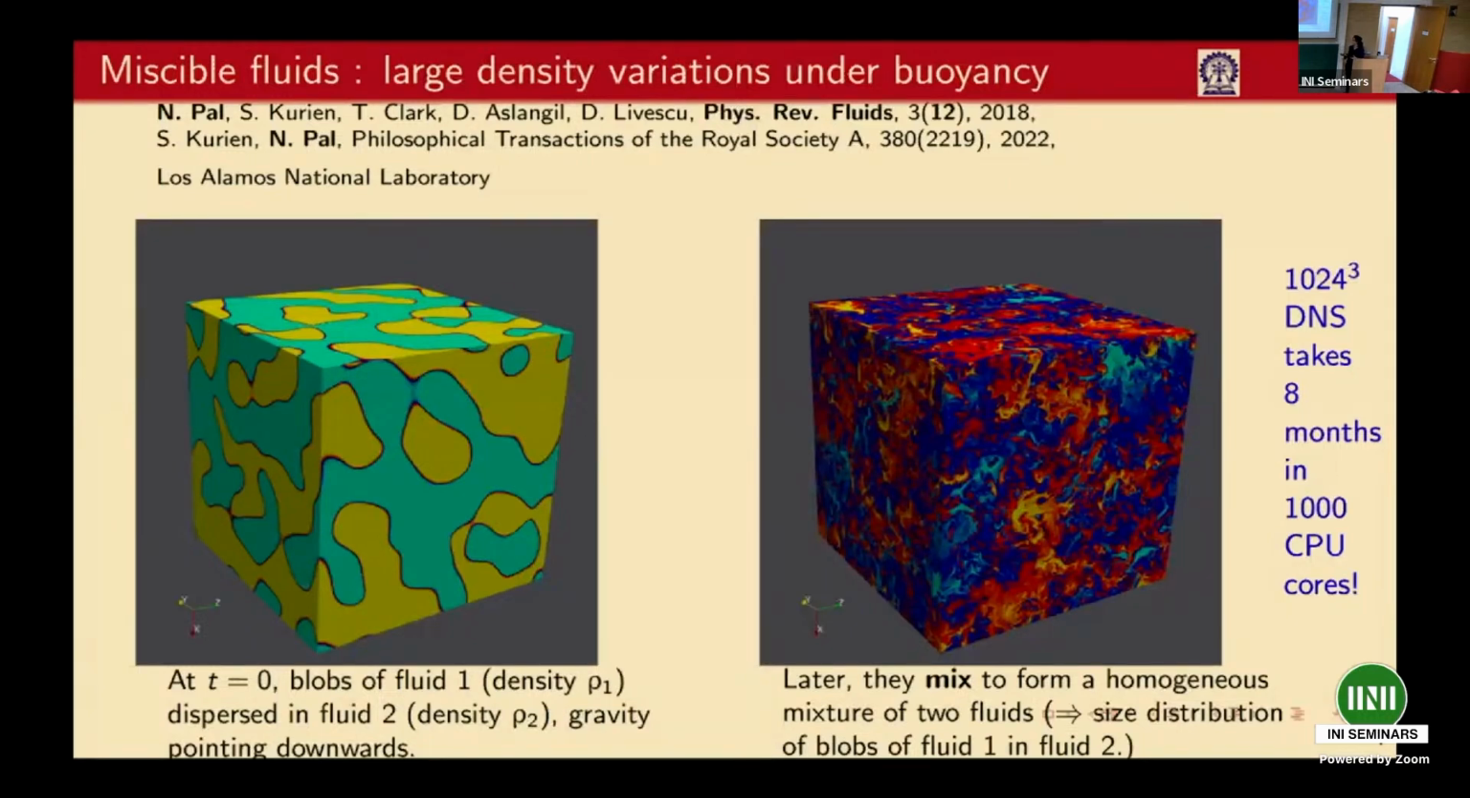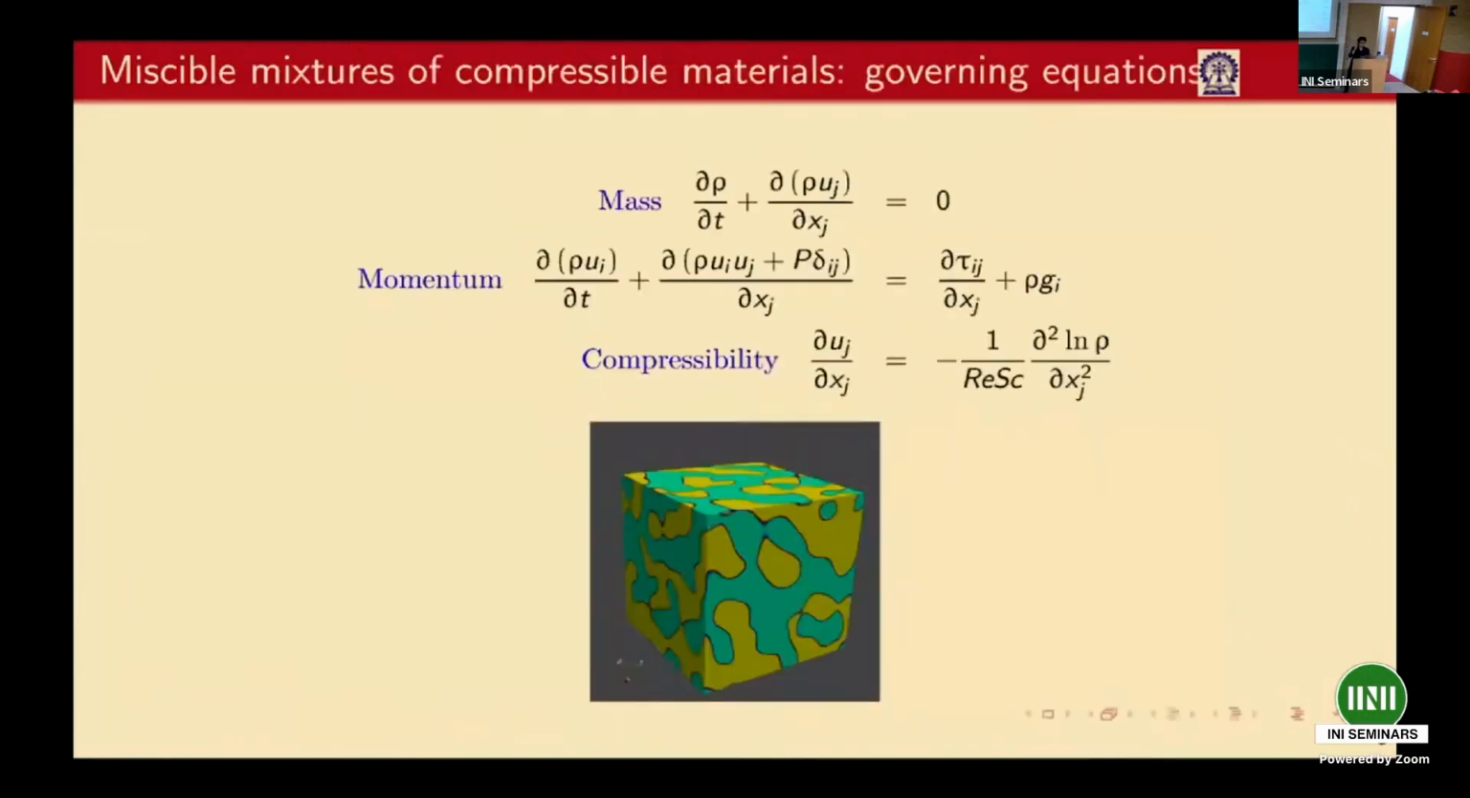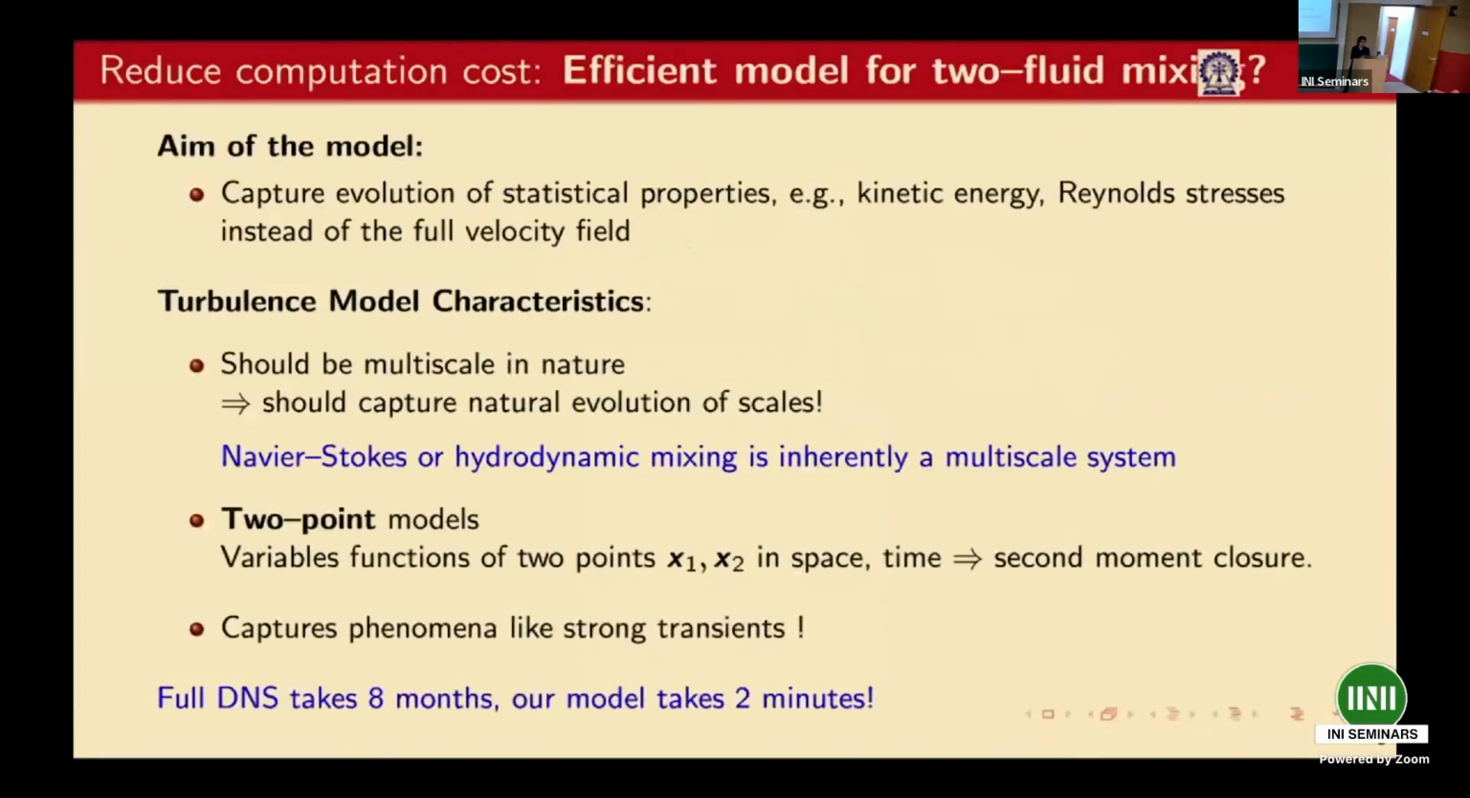This took about 8 months on 1,000 CPU cores. So these are the equations of the DNS that was solved. It's a variable density flow, so density is not constant, and there is a weak compressibility condition, which looks like this. These equations, when solved in the DNS, took about 8 months on 1,000 cores.